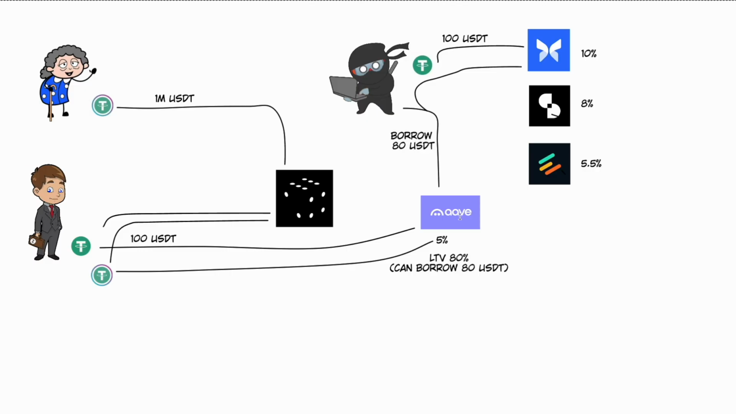Obviously, this AAVE market via 246 can borrow a lot more than $80, right? So now he can borrow again because he has that $80 put in here. So he could borrow maybe another 55 or what have you. The LTV, the ratio for AAVE is 80% on stablecoins or so, right?